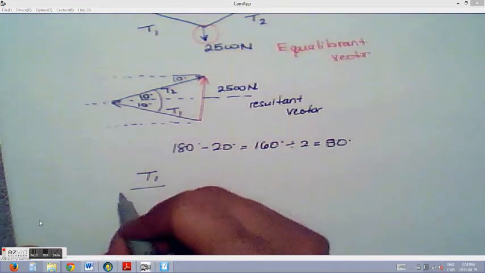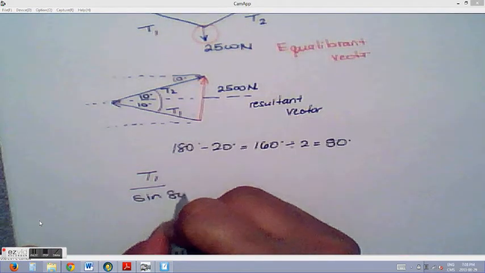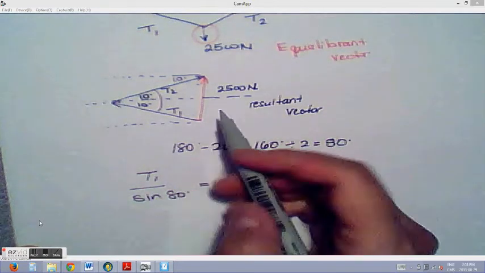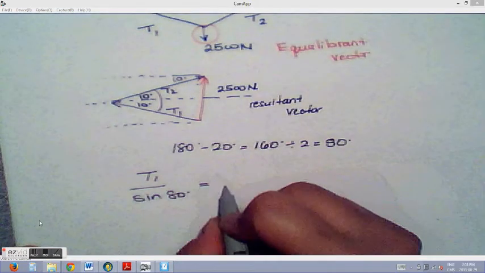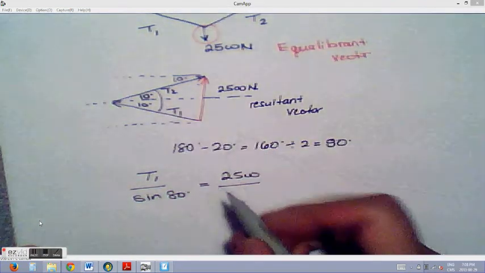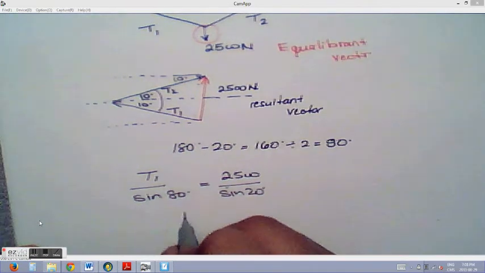Then I'll go sine of whatever is opposite, which is 80 degrees. Okay, we'd already established that those are 80 degrees, is equal to the magnitude, 2,500 newtons, over sine of 20 degrees. Okay, so now we can solve for T1.